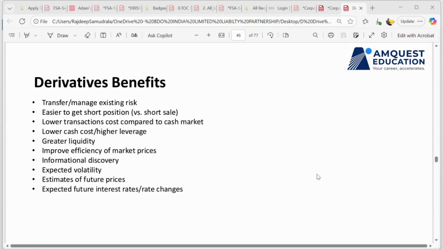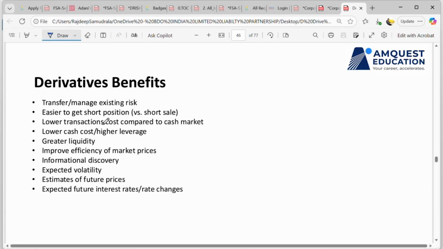Now, basically, all the contracts, all the instruments that we learned yesterday, what are the main benefits of those derivatives? How would they really work, right? Now, the most important benefits of derivatives and derivatives contracts are to ensure that you are able to manage whatever risk you have and try to either mitigate it or transfer it.